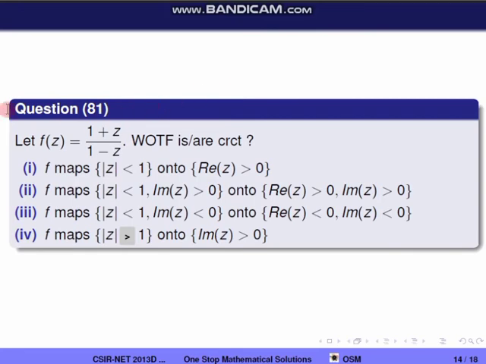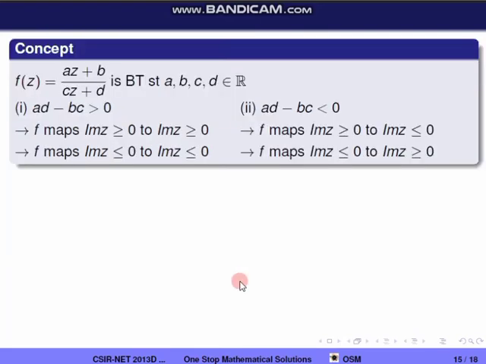Next question, question 81. Let f of z is equal to 1 plus z divided by 1 minus z. Which of the following are correct? So they have given this function here. We'll check which of the options is correct. So we'll look into the concepts used.